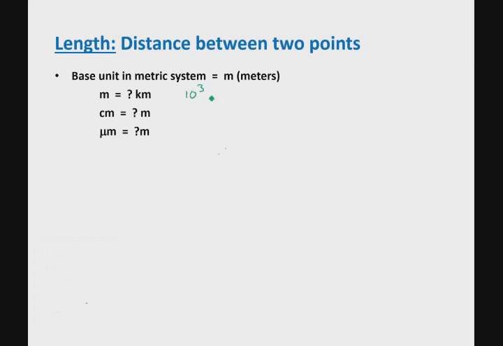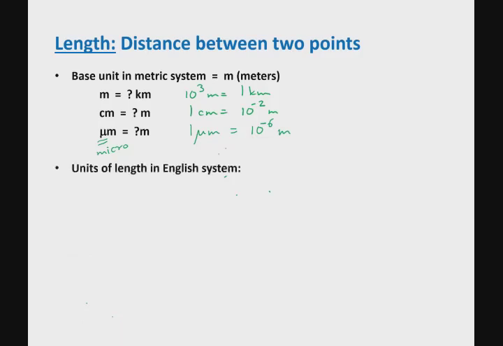10 raised to 3 meters equals 1 kilometer. 1 centimeter equals 10 raised to minus 2 meters, and 1 micrometer, this is read as micro meters, equals 10 raised to minus 6 meters. Okay, so the base unit is meters, and of course then you can represent the other units as factors or multiples of meters.